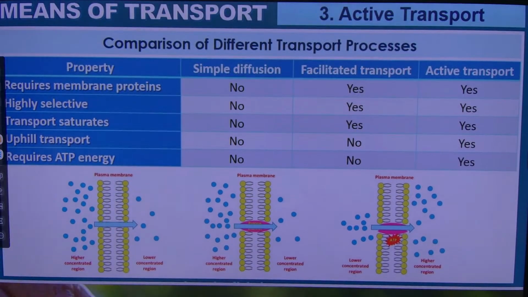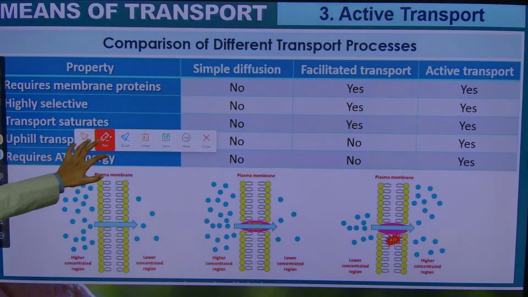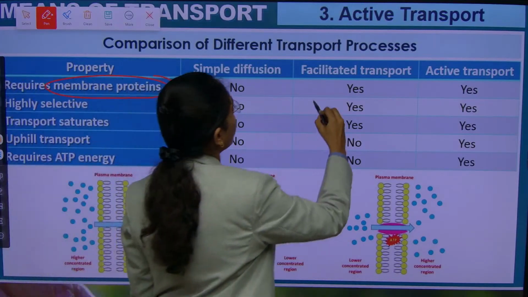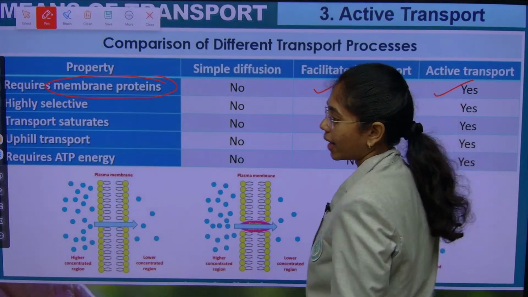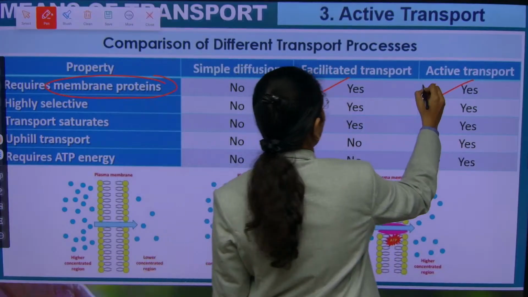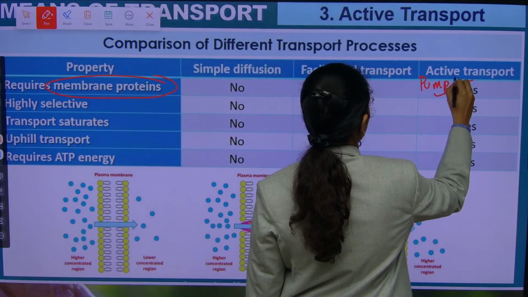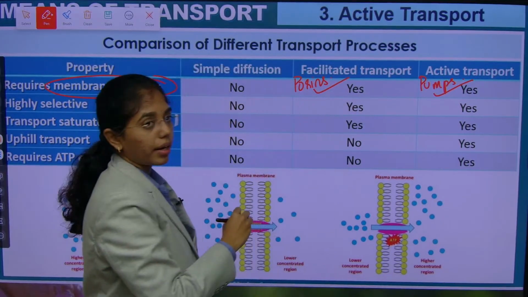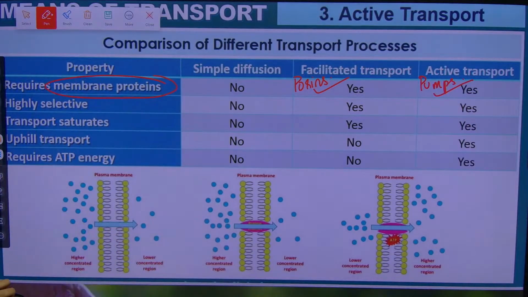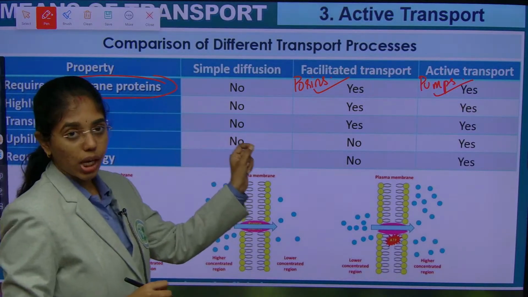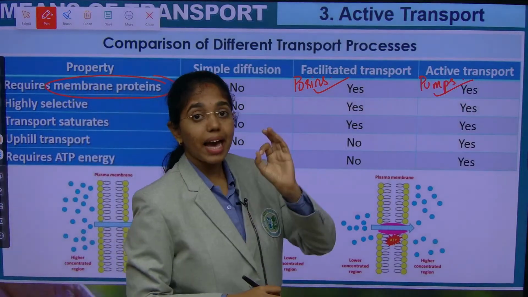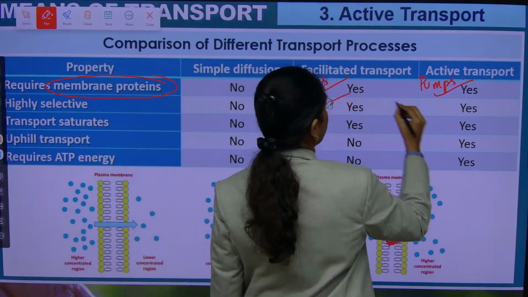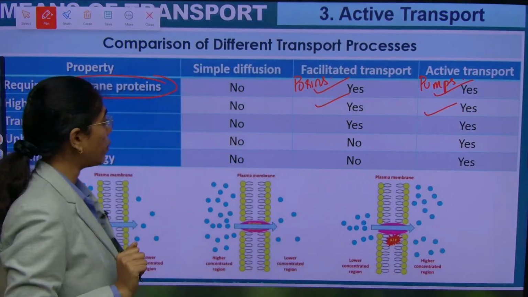This table is very important. Are any membrane proteins required? Membrane proteins are required only for facilitated diffusion and active transport. Here they are addressed as what? Pumps, and here these are porins. Fine, right? Now, highly selective. Yes, carrier proteins and channel proteins, be it porins or pumps, are highly selective for the molecules. They are highly specific for facilitated diffusion and active transport, not for simple diffusion.